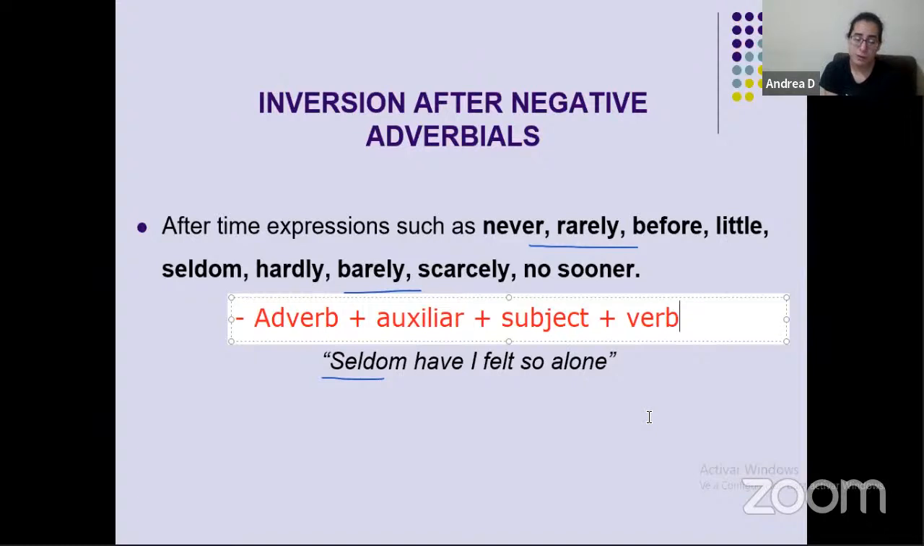So a negative adverbial, when it's at the beginning of the sentence, you can do it. If it's in the middle, you cannot do it, right? So "I never felt so alone." It's in the middle, you can never invert it. You can't say, "Have never I felt so alone." No, it needs to be at the beginning of the sentence.